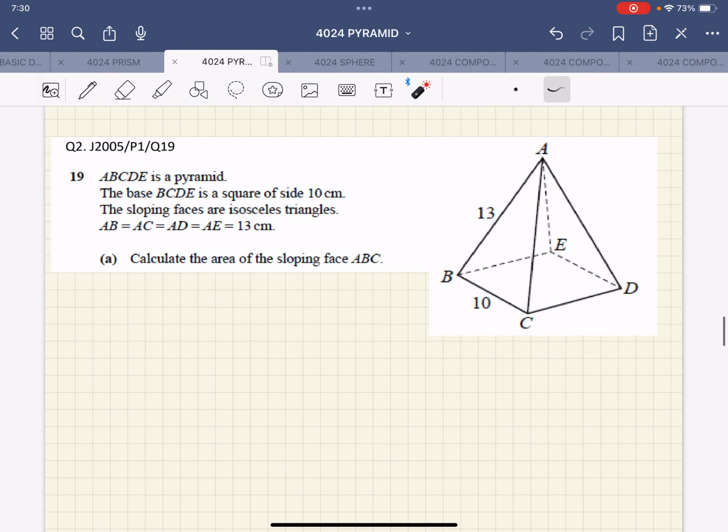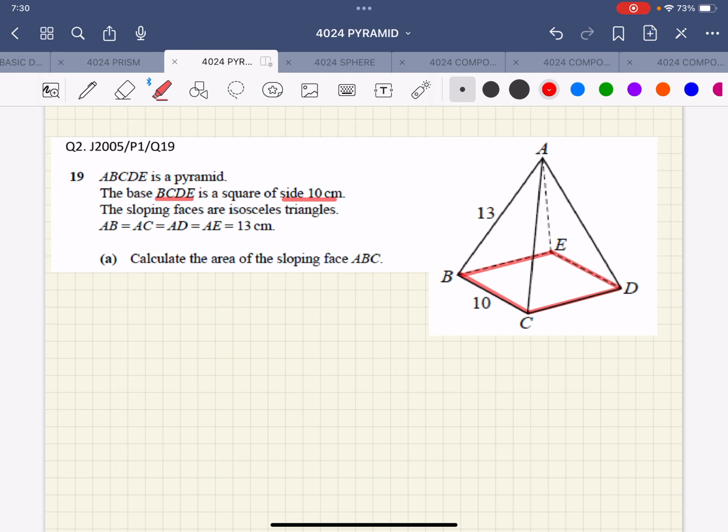Now the question says, ABCDE is a pyramid. So this is A, and this is B and C and D and E. It's a pyramid. Let me underline few things. Let me just make it thinner. The base is a square of side 10 centimeter. So this is 10 over here, and then this is 10. Let me label all the sides. Of course, it's not necessary to do in the exam. I'm just doing it right now for you to understand it thoroughly.